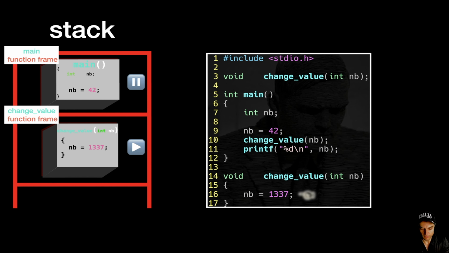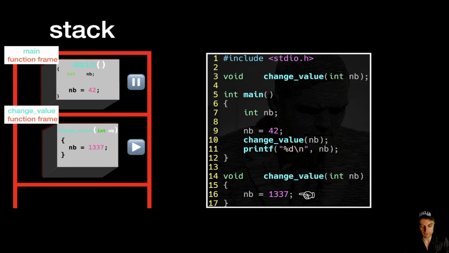What is happening here? We have this function that is taking as an input NB, okay, so our variable inside main, and is trying allegedly to change the value of NB to another value, which is 1337, okay?